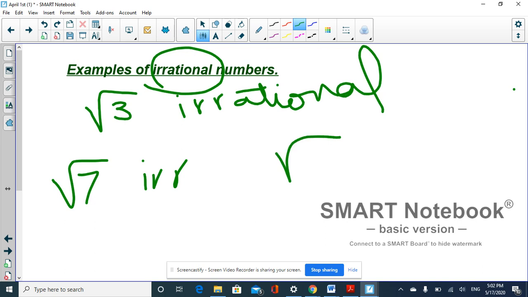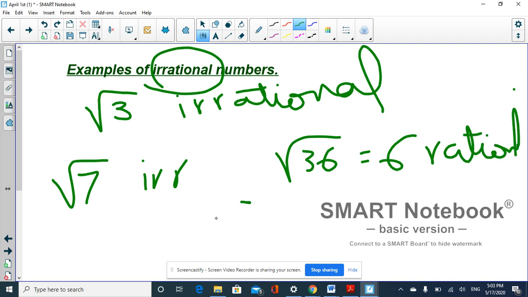What is root 36? What is the number that, if you multiply it by itself, gives you 36? It's 6. So this is a rational number. Okay? Root 2. What is the number that, if you multiply it by itself, gives you 2? Nothing. You don't know what the whole number is. So this is irrational. Okay?